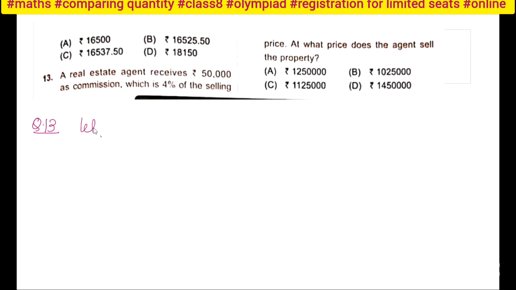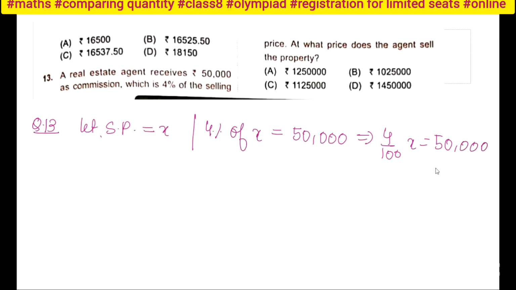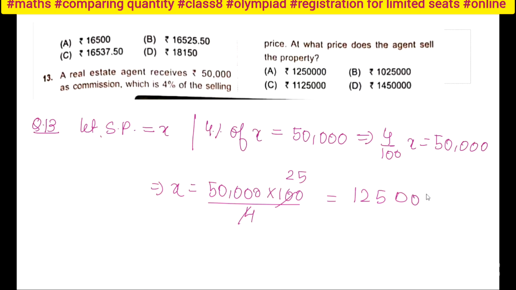Okay, question number 13. Let the selling price, SP, be equal to X rupees. So 4% of X, what I am getting? After applying on some amount, I am getting 50,000. So this implies that 4 by 100 X is equal to 50,000, or X is 50,000 into 100 divided by 4. After multiplying 25 into 5 and 25, we get 4 zeros, right? So the X value is 1,25,000, this one. So option A is my answer.